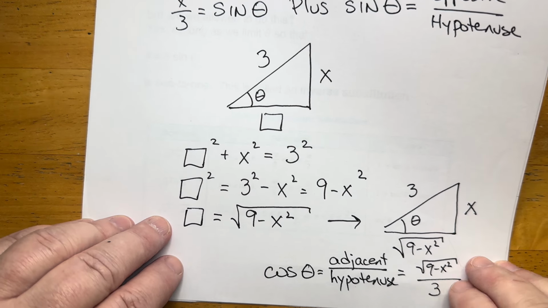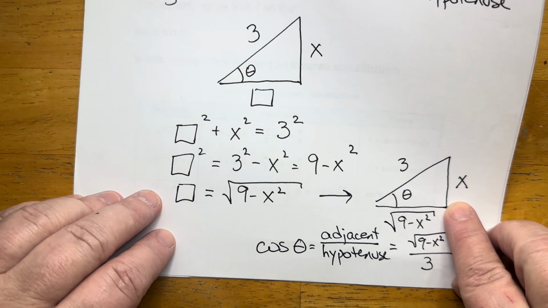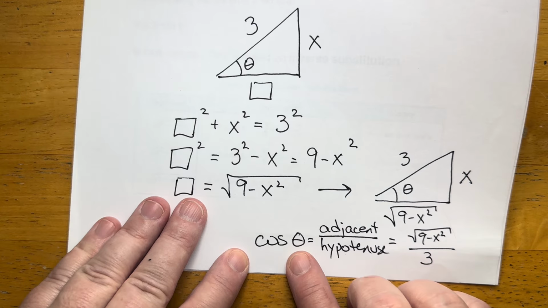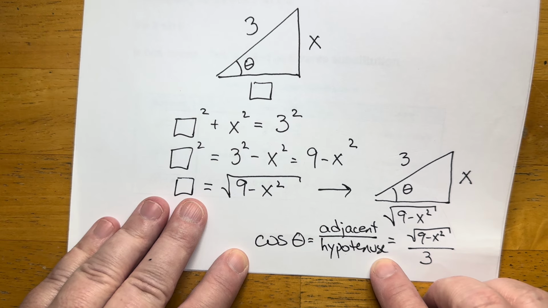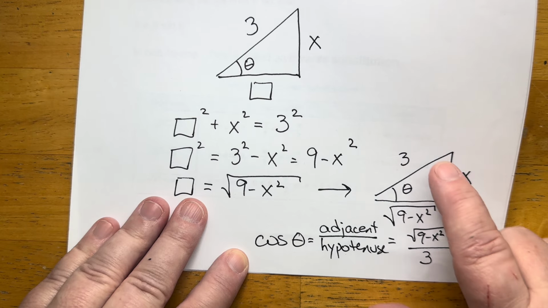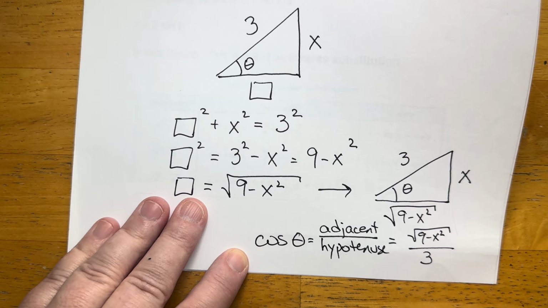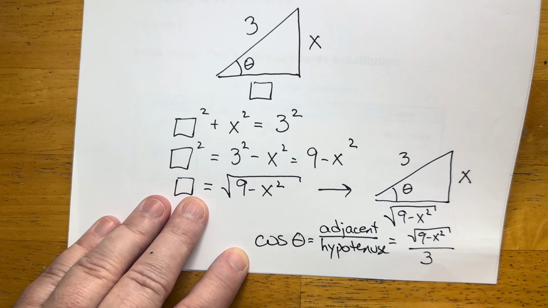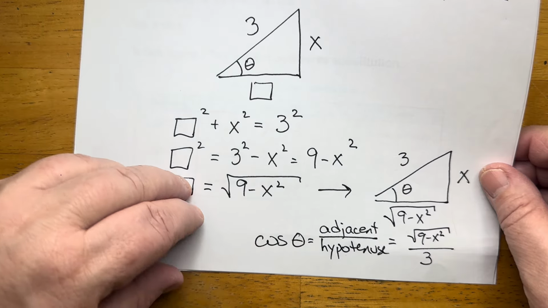So this is our new triangle. And so what is cosine of theta? It's adjacent over hypotenuse, which is radical 9 minus x squared, right? We already figured that out, over 3. Now, did that save us any time? So remember that we said that.